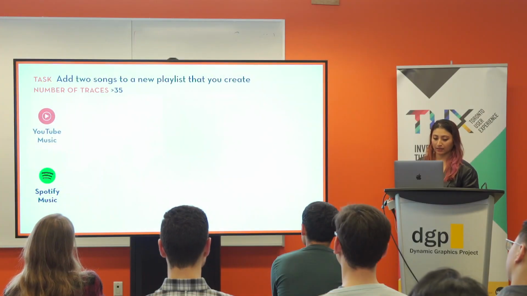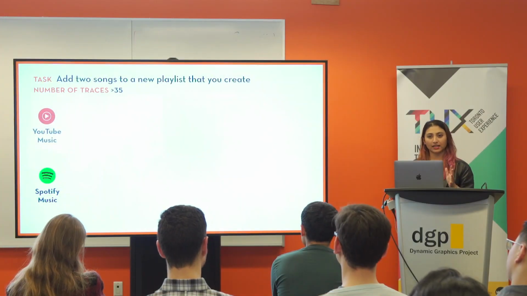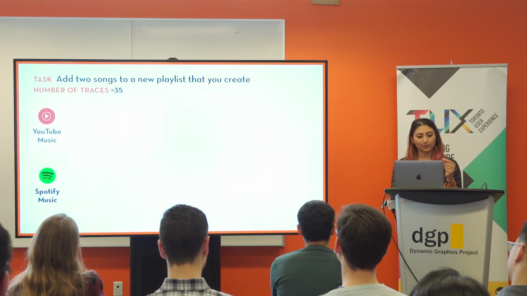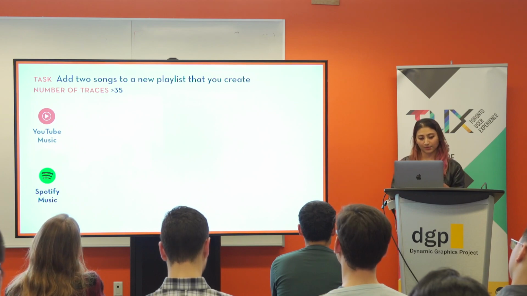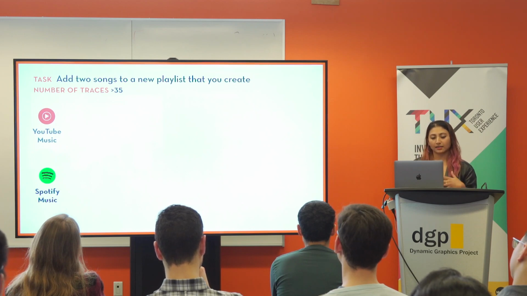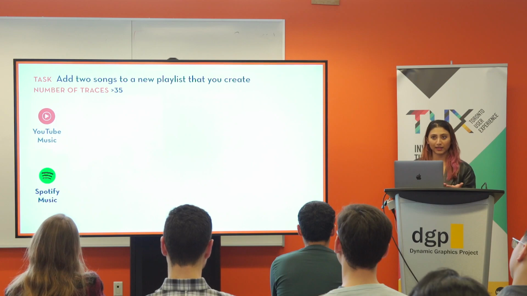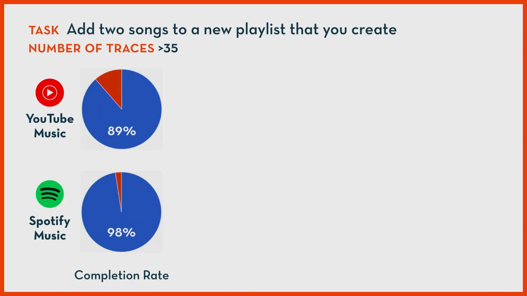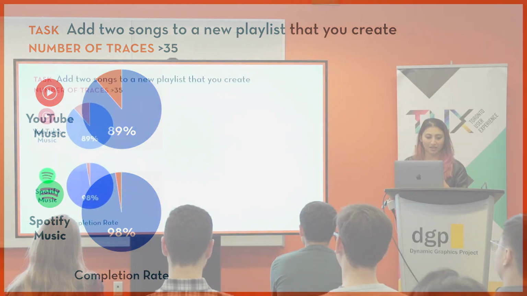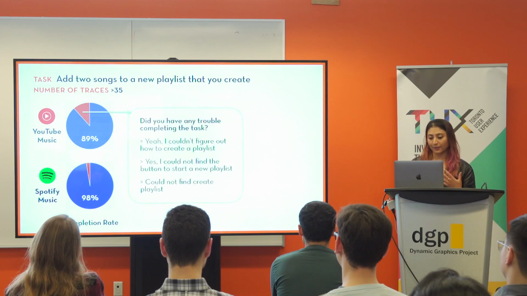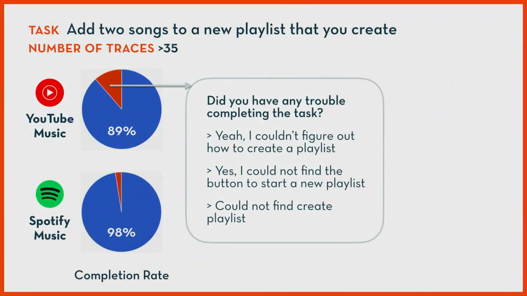So one thing we did was these comparative studies across apps, where we took two similar apps and asked people to do the same task on both apps. Here we compared YouTube Music to Spotify Music, and the task was to add 2 songs to a new playlist that you create. This is what the completion rate for those tasks looks like. And you can notice there seems to be a difference between the completion rate for YouTube Music and for Spotify. We did a deeper dive based on the qualitative feedback to understand what was going on.